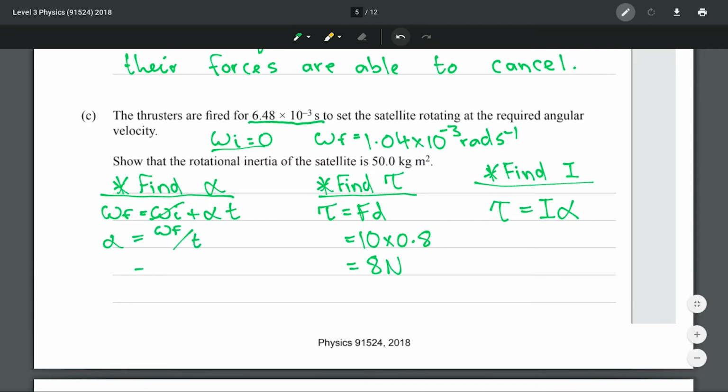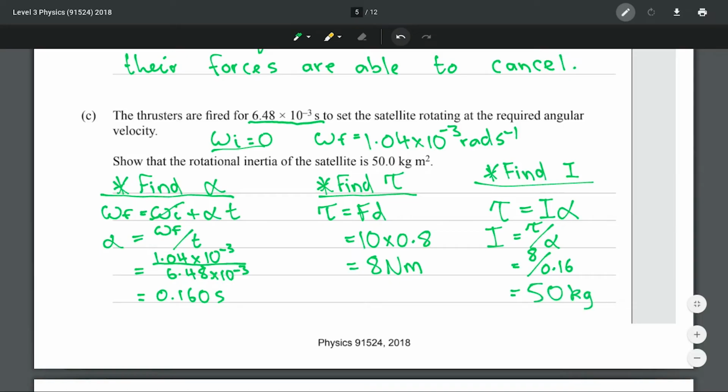Putting our numbers in, that gives me 0.160 radians per second squared to 3 significant figures. Over to our equation over here. We can solve this for inertia by dividing both sides by angular acceleration. And now we just need to put our numbers in. And I just noticed that I wrote this here, Newton meters is the correct unit there, which gives me precisely 50, and is exactly what we're trying to show.